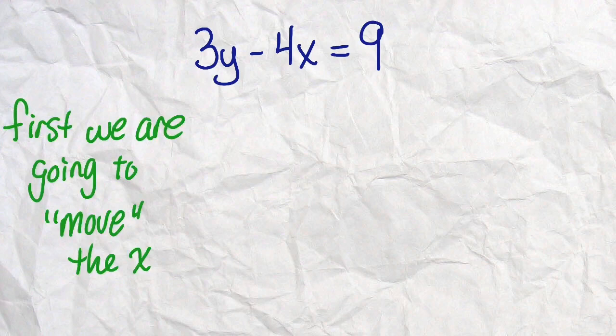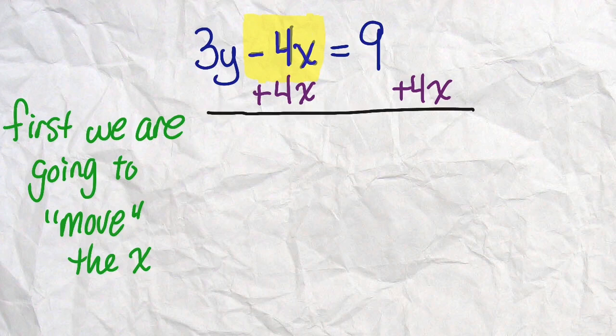We're going to move, notice the quotes, the x to the other side. We can't actually move it, so keeping in mind that this is a negative 4x, because the sign that comes before the term belongs to that term, we're going to eliminate it on one side by using its inverse, which is positive 4x. But the rules of equations say when you do something to one side, you must do it to the other. So I'm also going to go plus 4x on the other side. Notice again, I'm not writing it under the 9 because I can't do 9 plus 4x.